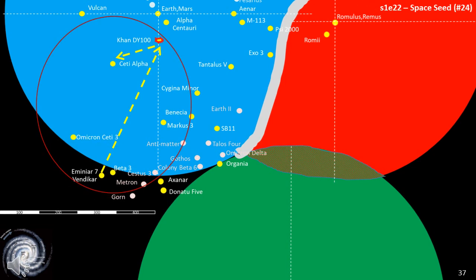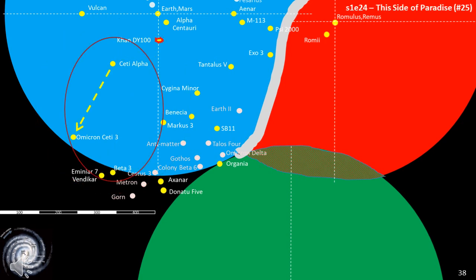In Space Seed, the Enterprise goes back towards Earth, probably within 67 light-years, and meets Khan's DY-100. Kirk drops him off at Ceti Alpha, which must be further away from Earth, is my guess, in a comparatively low-density part of Federation space.